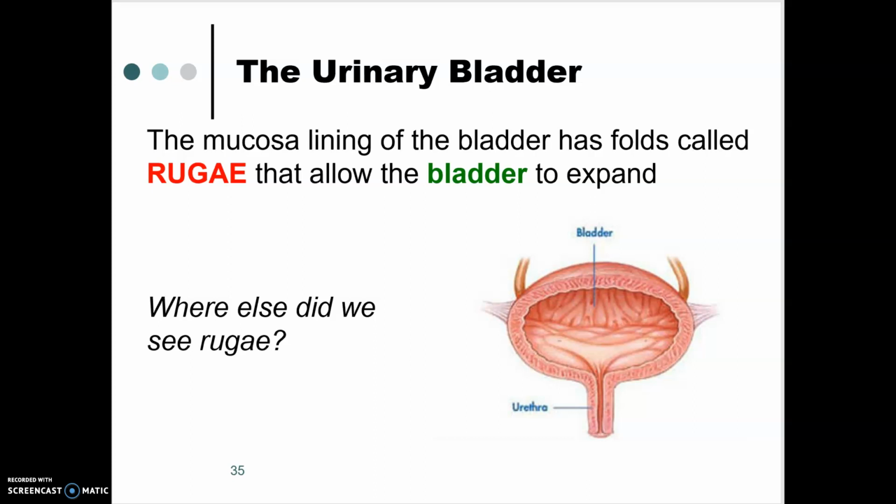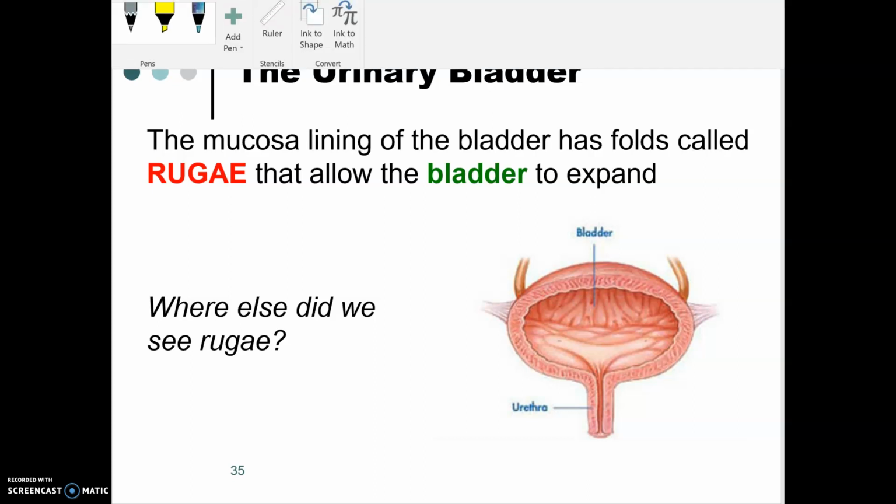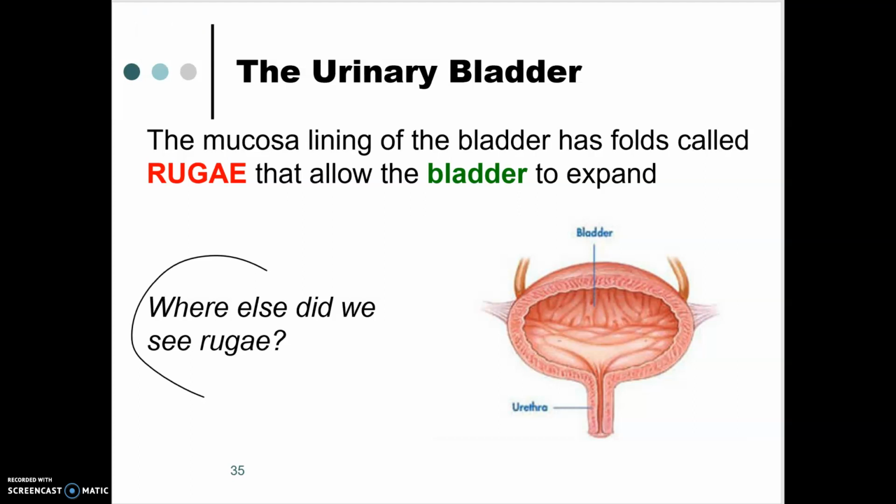If we look at the inside of the bladder, we're going to see that the mucosal lining has folds that allow it to expand and contract, to get bigger and smaller, and we call these folds rugae. The question there is, where else so far in this course did we see rugae? I'll give you a hint: it's between the esophagus and the duodenum. So you can look that up.